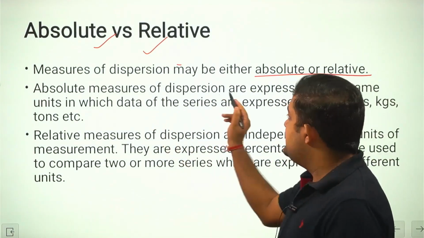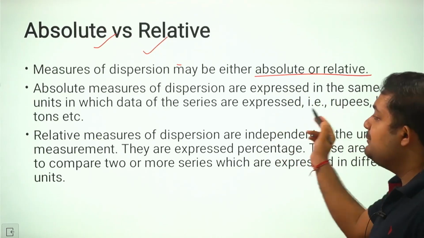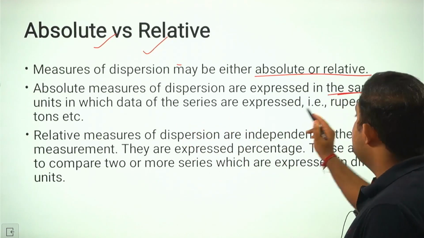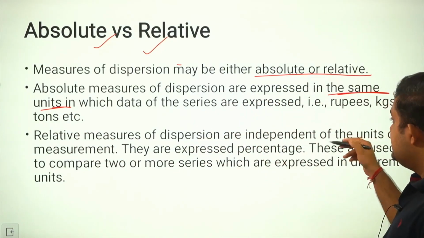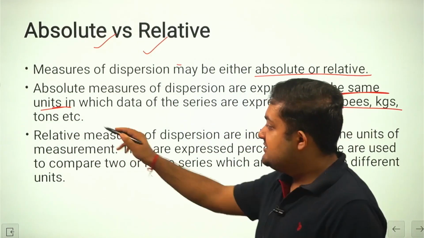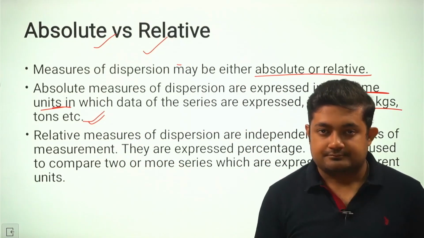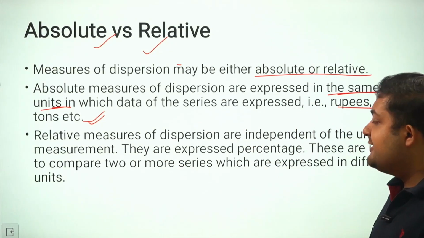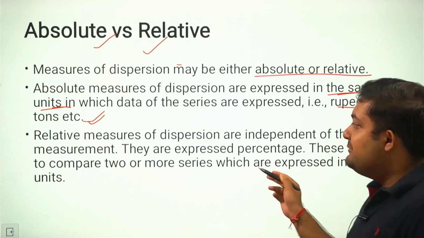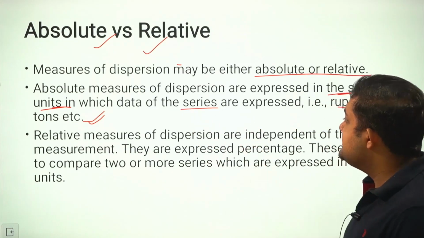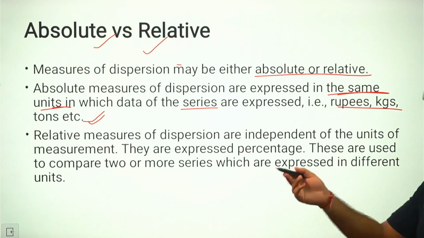Absolute measures of dispersion are expressed in the same units in which data of the series are expressed, that is rupees, kgs, tons, etc. Look again: absolute measures of dispersion are expressed in the same units in which data of the series are expressed, that is in rupees, kg.